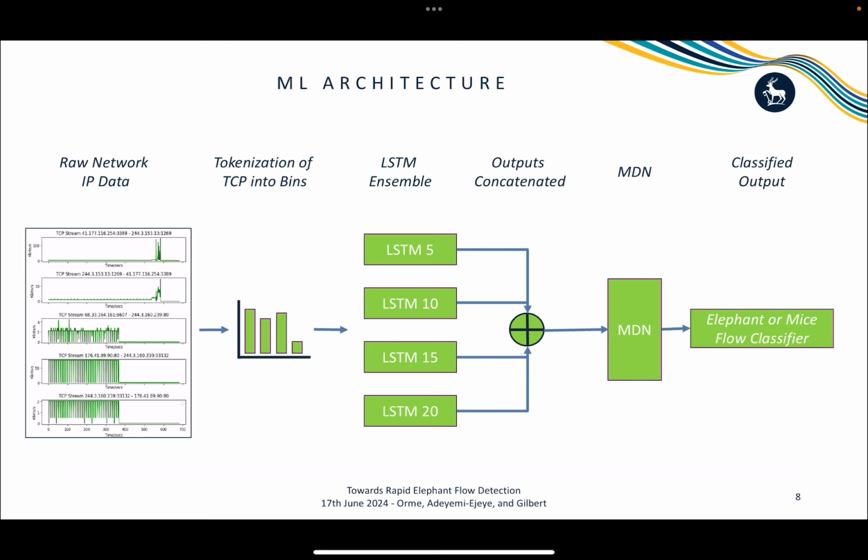Our solution uses an ensemble of LSTMs connected to an MDN, which provides a binary classifier. This is the elephant or mice flow, which can be sent to the network controller. From the image on the left, we can see that there are distinct patterns within the TCP flows, and by using neural network machine learning methods, we can train our model to detect the elephant flows reliably. We will now discuss each of these elements of our models.